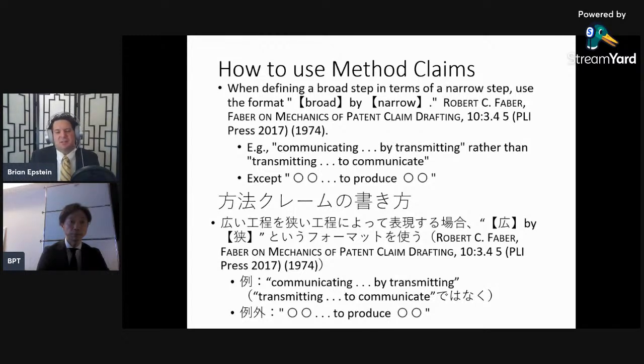This is completely consistent with my experience. I had to learn this the hard way, by prosecuting real applications. But I didn't know this was the rule. This is the rule. In addition, when we're doing this, if we use the phrase like narrow to broad, transmitting to communicate, you can also run into issues with intended use or functional limitations. And of course, that's something we're trying to avoid with method claims.